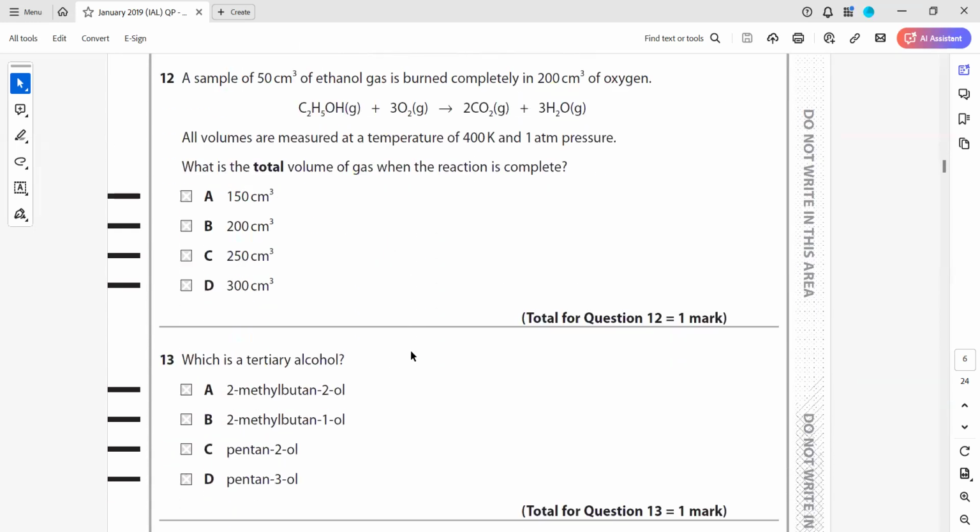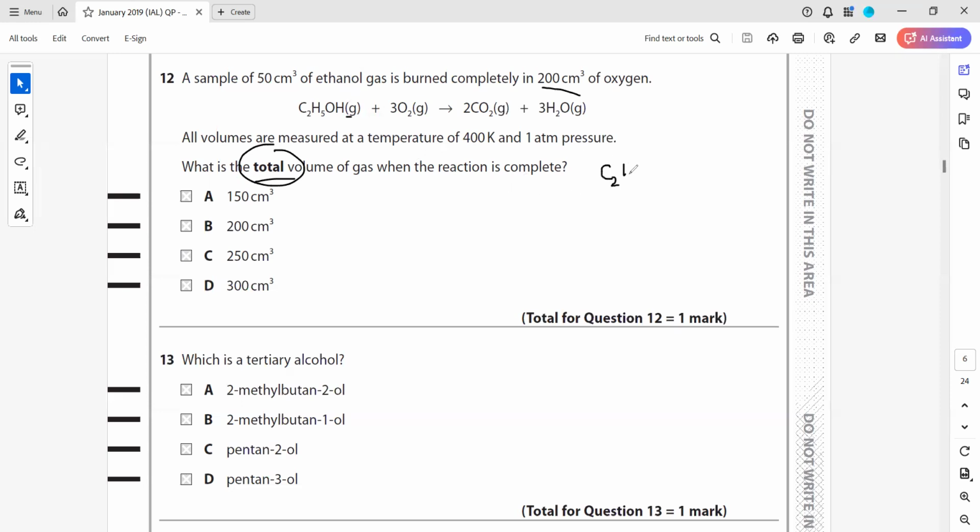A sample of 50 cm cube of ethanol is burned completely in 200 cm cube of oxygen. All volumes are measured at 400 Kelvin and 1 atm. What is the total volume of the gas when the reaction is complete? Look, first we have to find the unreacted reactant and the formed product. So what is the limiting reagent?